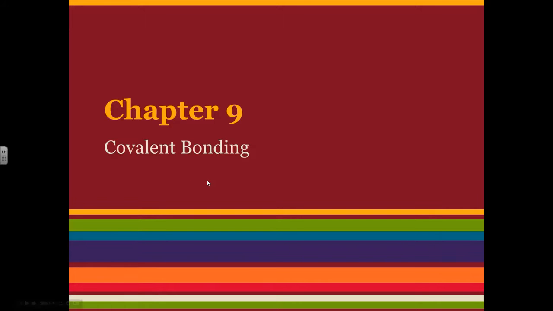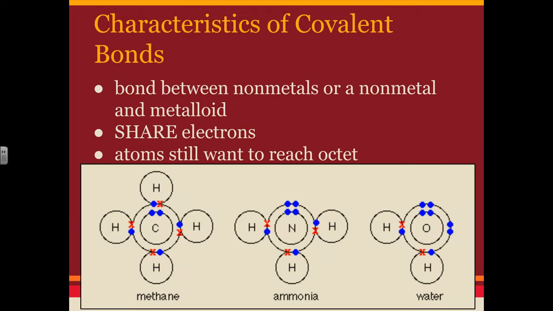So this chapter we'll be talking about covalent bonding, which you got a little preview of with the activities you've done so far with the Lewis structure activity. So a couple characteristics of covalent bonds. This is a bond between two nonmetals, or a nonmetal and a metalloid.